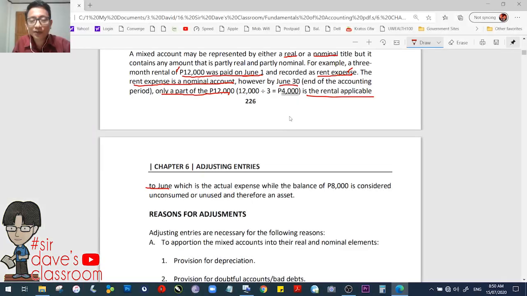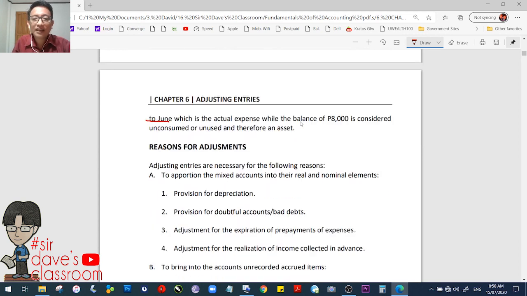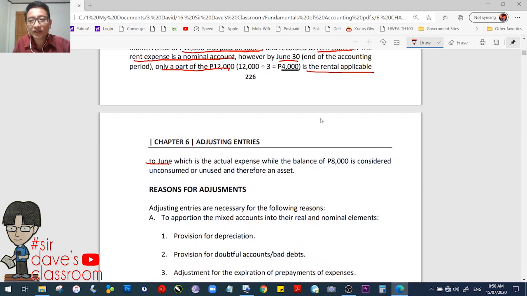Ibig sabihin nun, an adjustment has to be made. The actual expense is only 1/3, while the 2/3 must be reflected as unused, unconsumed, or unexpired. Ibig sabihin nun, it is still an asset and not yet an expense.